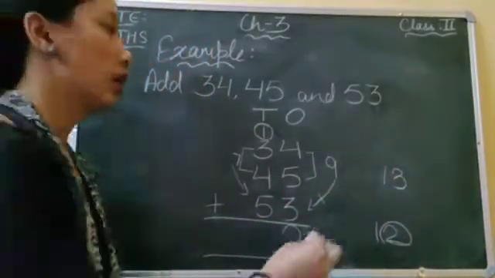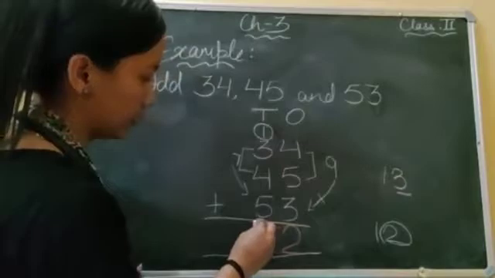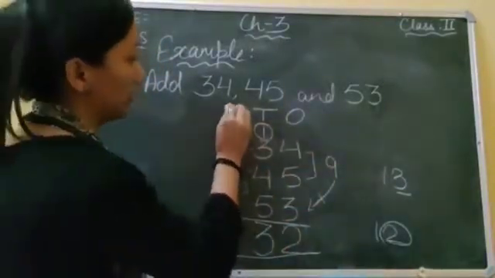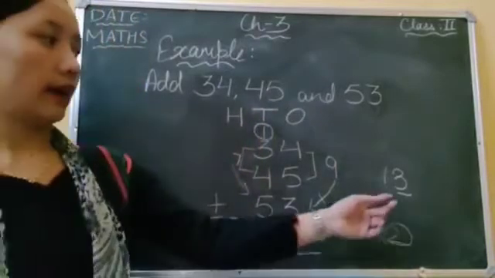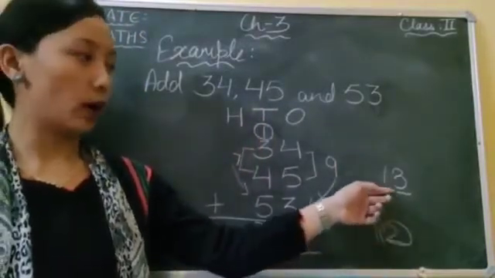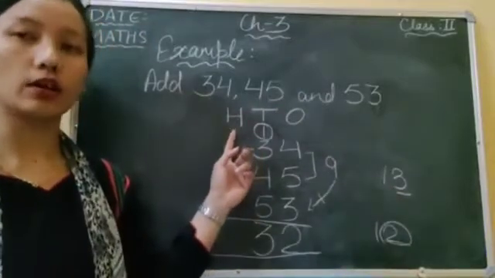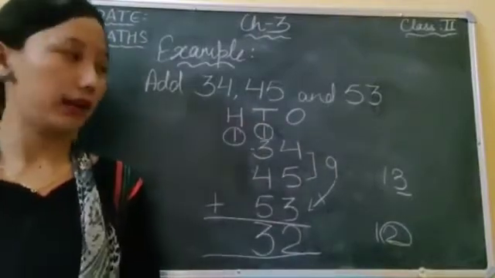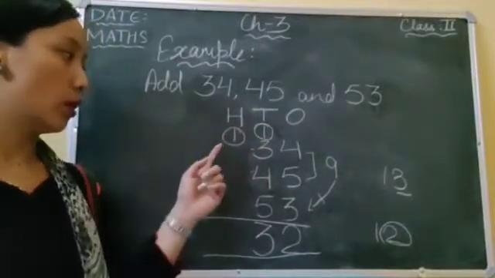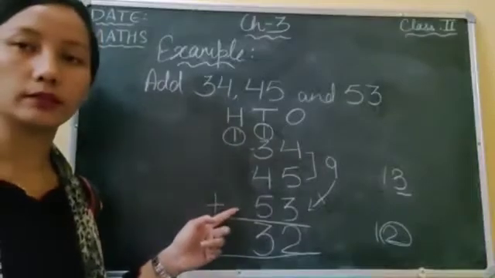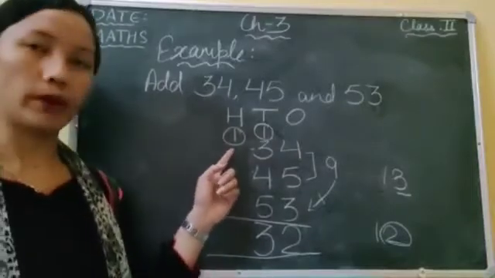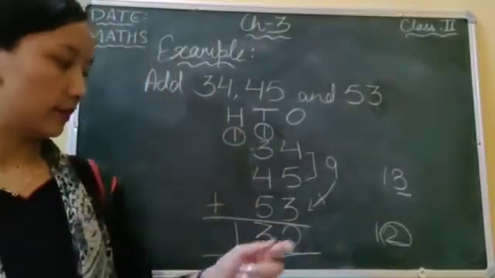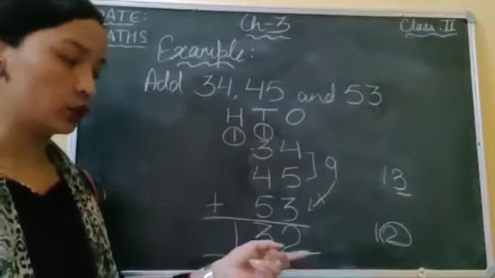So what will you do? We will write 3 under the tens place and we will create one more column, that is the hundreds column, and we will take 100 under the hundreds column. Okay, now let's add the hundreds column. 1. There are no other numbers. That means we have to copy 1 under the hundreds column. 1. This is your answer, 132.